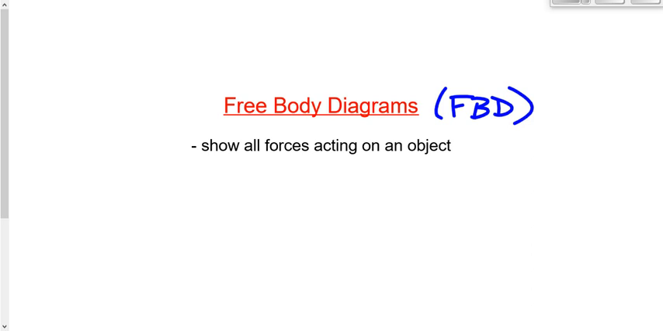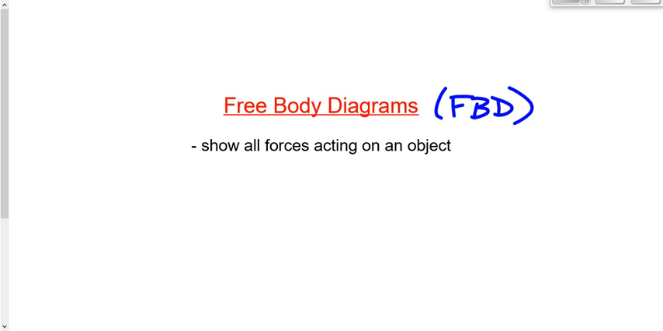Now, sometimes we also label other things because we have to write down givens, and sometimes it's just convenient to label it right on the diagram. But the free body diagram doesn't require other things. It requires us to draw and label all of the forces that are acting on an object.